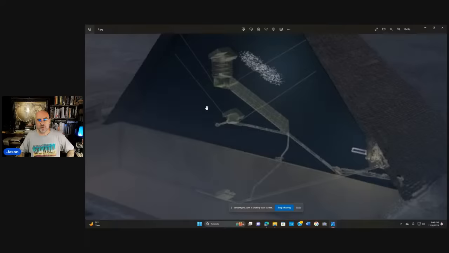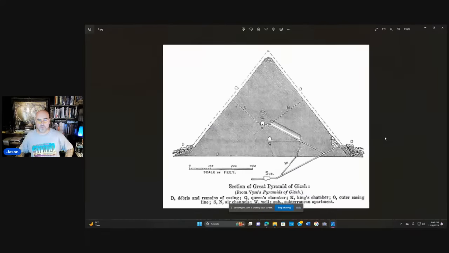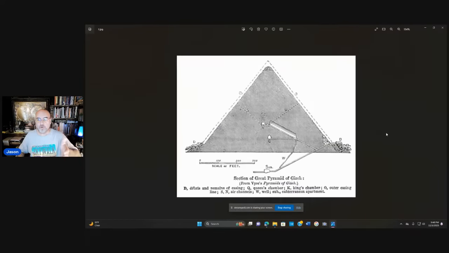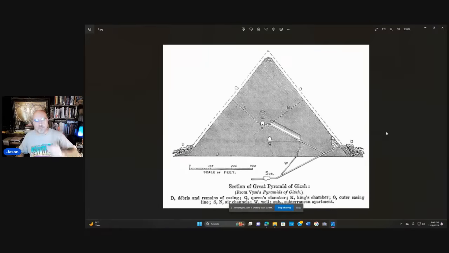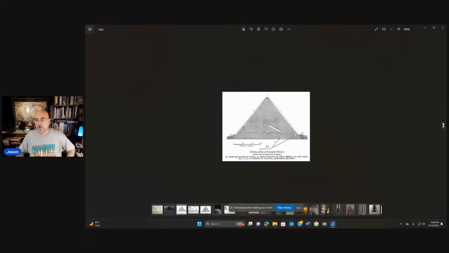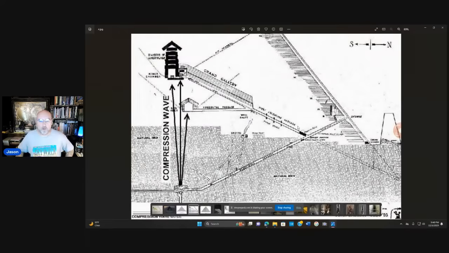Here's another cross section. No ancient civilization knew the king's and queen's chamber and the grand gallery, the ascending passages, were there. Here's another cross section, this is straight out of Sir Flinders Petrie's book. This is the guy who measured everything inside and outside of the Great Pyramid to the thousandths of an inch. This is his book, The Pyramids and Temples of Giza. I believe he got the illustration from Colonel Howard Vyse.